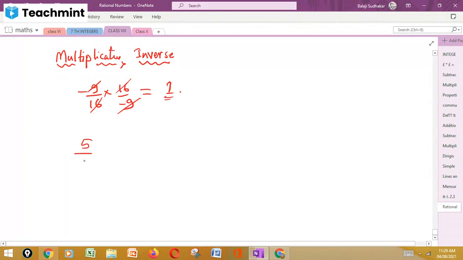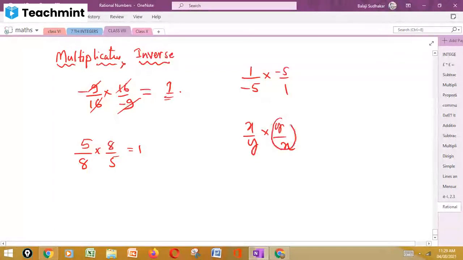Now 5 by 8, what is the multiplicative inverse of 8 by 5? 8 by 5, sir. Very good. And 1 by minus 5? Minus 5 by 1. Very good. X by y? Y by x. Okay? These are the multiplicative inverses of the given rational numbers.